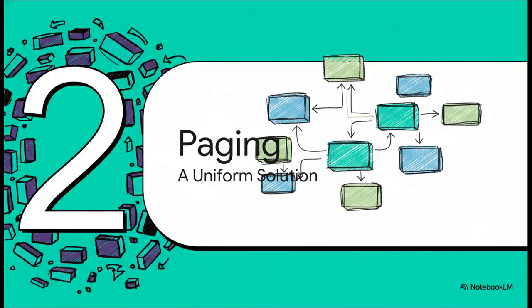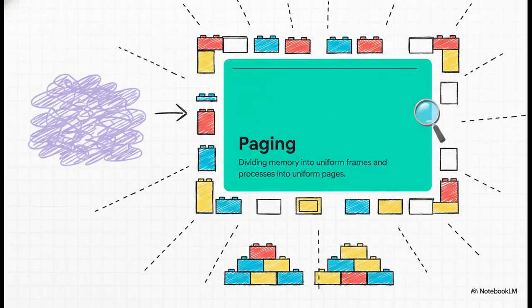Which brings us to Section 2, paging, a much-needed uniform solution. The really elegant fix to this whole fragmentation nightmare was a brilliant paradigm shift in computer architecture known as paging. Instead of trying to manage varying sizes of programs or unpredictable memory blocks, paging just standardizes the whole shebang. It chops the physical memory into small, completely uniform blocks called frames, and then it chops the software processes into matching pieces called pages. Because they're exactly the same size, any page of a program can effortlessly slot right into any available free frame in memory. It's honestly a lot like playing with identical Lego bricks.